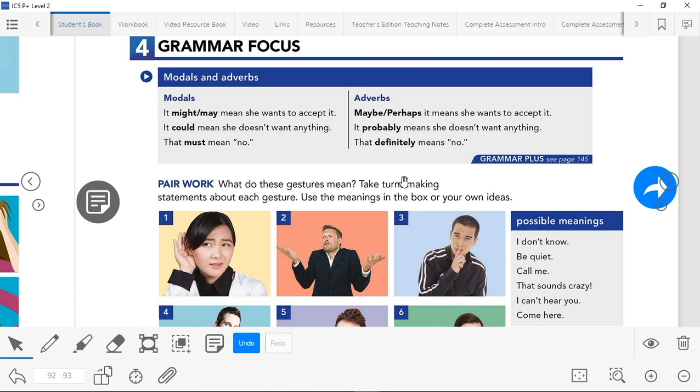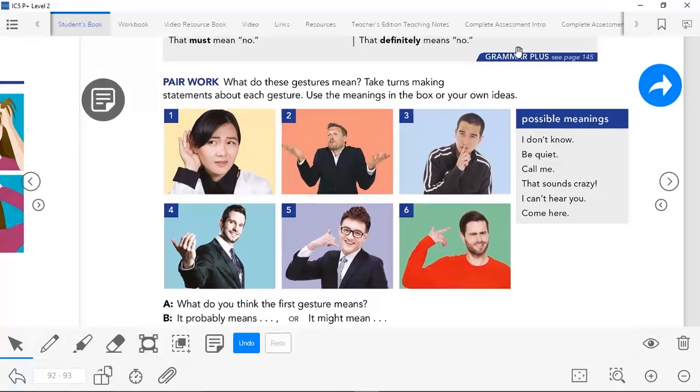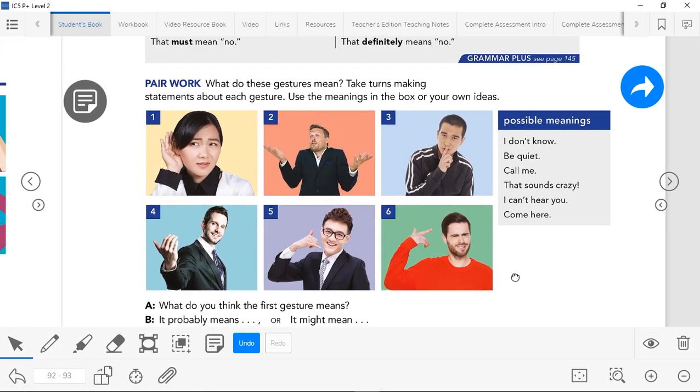Okay? So I hope that you understand this part. It's actually really, really easy. It's just ways to say different things. If you did understand, let's try to practice this a bit. What do these gestures mean? Take turns making statements about each gesture. Use the meanings in the box for your own ideas.